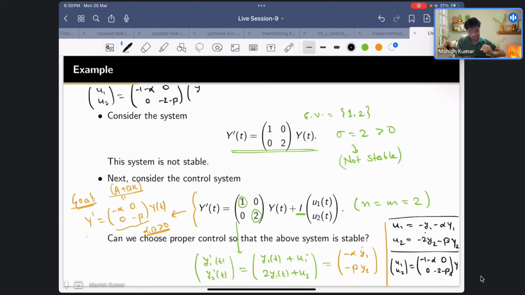Okay, so in this particular case we can clearly see how to calculate this K. It was a very easy task because everything was diagonal, and it's very easy to handle such cases, right?